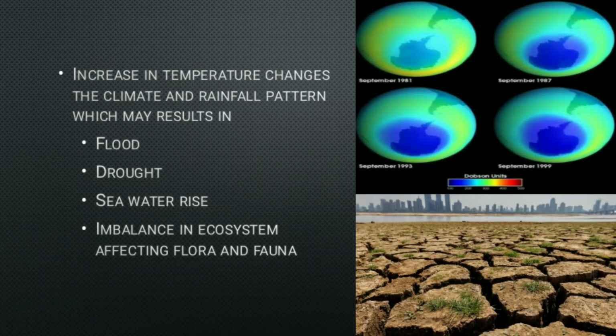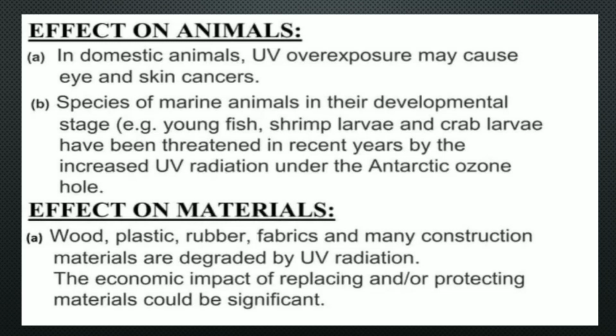Increases in temperature change the climate and rainfall pattern, which may result in flood, drought, seawater rise, and imbalance in ecosystem affecting flora and fauna. Effect on animals. In domestic animals, UV overexposure may cause eye and skin cancers. Species of marine animals in their developmental stage, for example young fish, shrimp larvae and crab larvae, have been threatened in recent years by the increase of UV radiation.